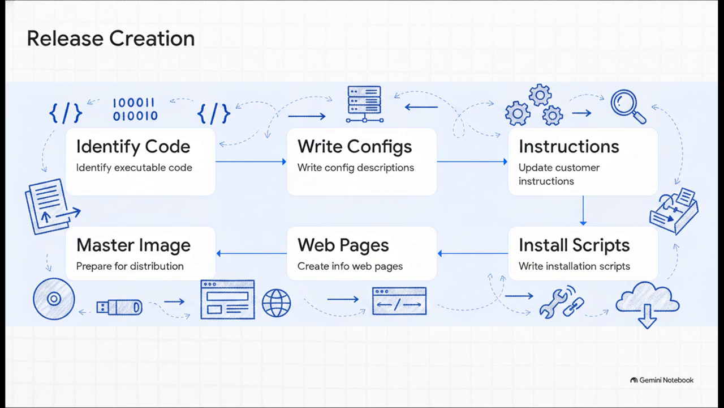First, you identify the exact executable code in your version control system. Second, you write configuration descriptions for different hardware setups. Third, you write the updated customer instructions. Fourth, you script the installation programs.